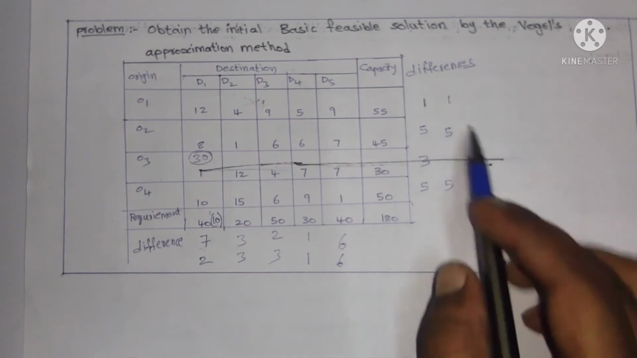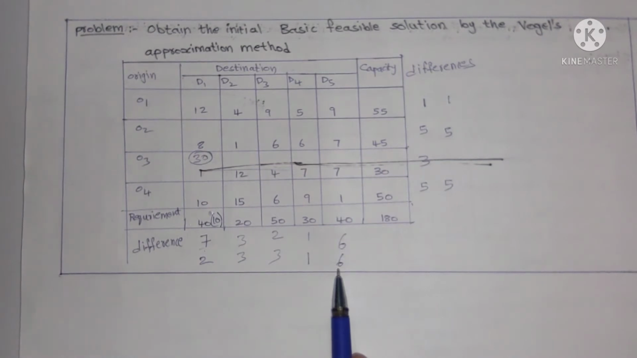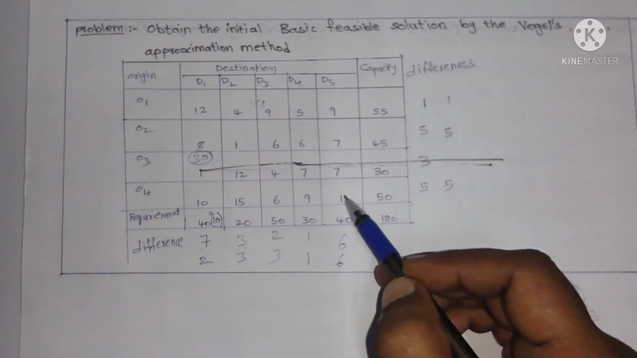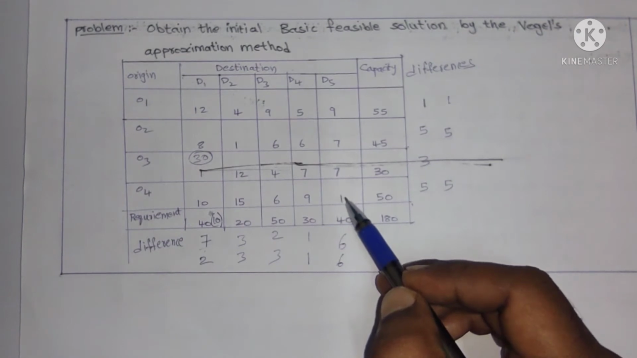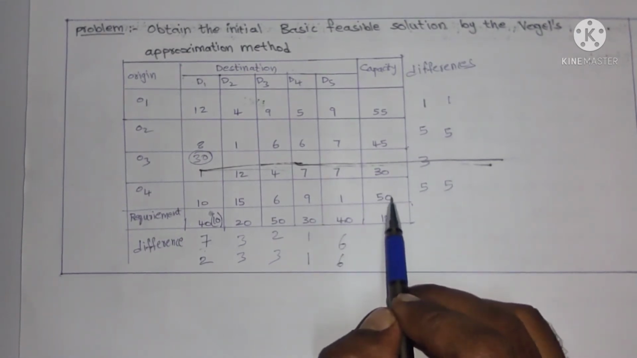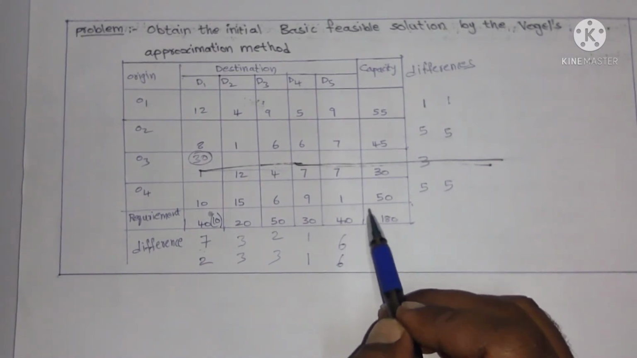Now among these second difference values, which one is the highest value? 6 is the highest value. So in this fifth column, we have to select the cheapest cell. Among these, 7 and 1, 1 is the cheapest cell. So what is the requirement of this column? 40, and for this row 50. So the requirement is 40, the capacity is 50, and the smallest value is 40.